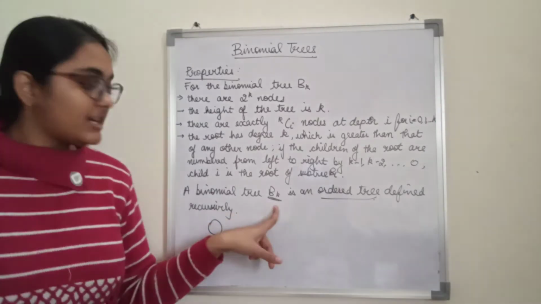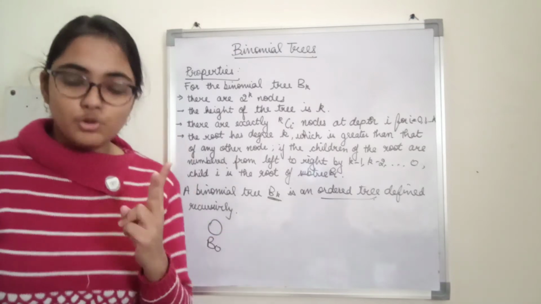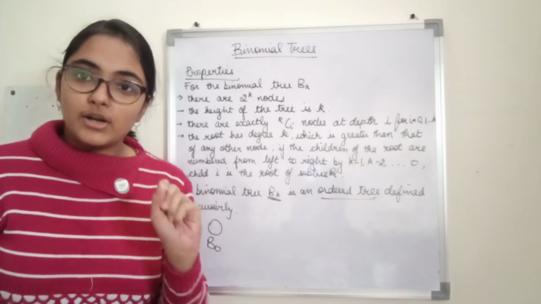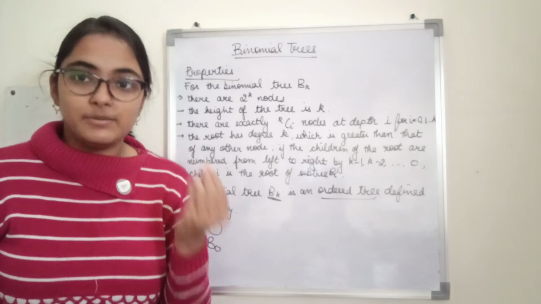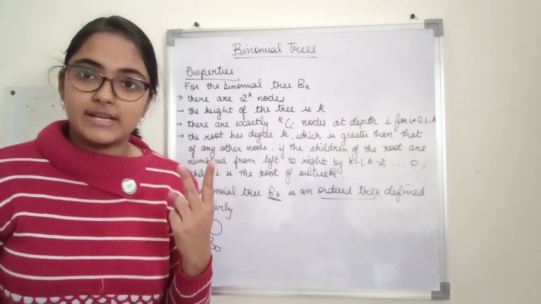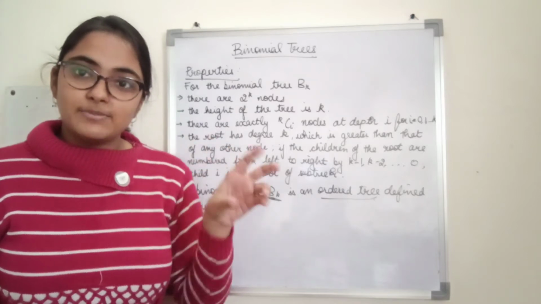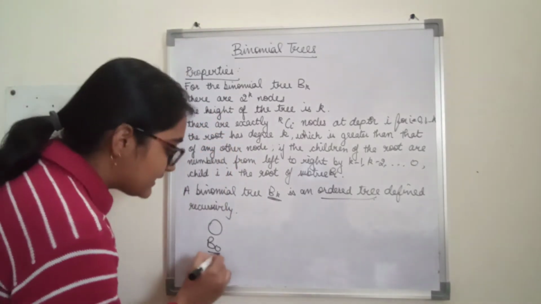And the binomial tree Bk for any k greater than 0 consists of two binomial trees Bk minus 1 that are linked together, right? What does it mean? What did I say? That any binomial tree Bk where k is greater than 0 consists of two binomial trees Bk minus 1 that are linked together. How are they linked? The root of one is made the leftmost child of the root of another. How? Let us see. This is B naught.